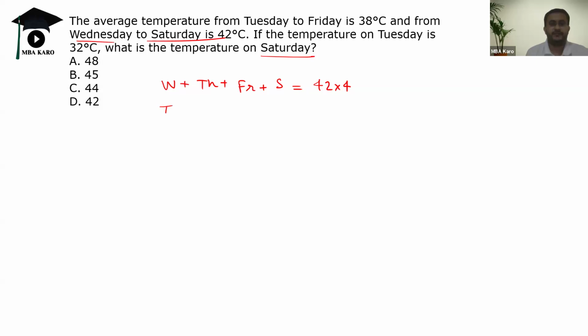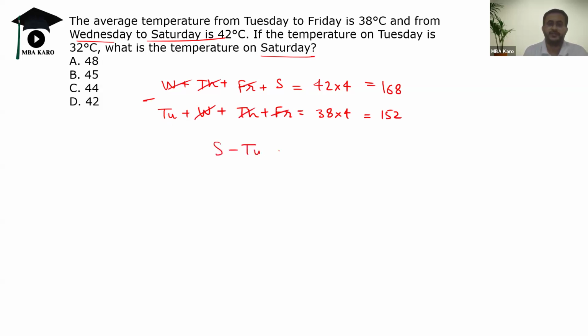Then we have Tuesday to Friday. So Tuesday plus Wednesday plus Thursday plus Friday is also calculatable. 38 into 4. 168 and 150. That is the total you will get. And when you subtract, you will get, sorry, not Tuesday, Wednesday is common, Thursday is common, Friday is common. And Saturday minus Tuesday is equal to 16. So on Tuesday it is 32. So on Saturday will be 48. So that is one approach.